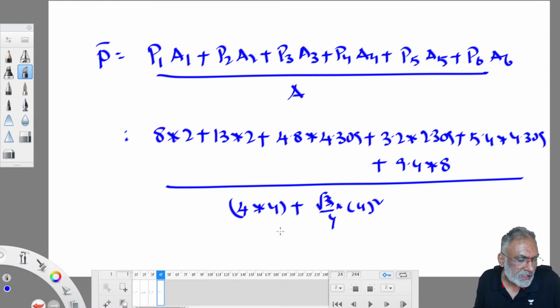Come on, work out this value. How much you are getting? Come on, find out. So calculation you should carry out. Come on, type the answer there.